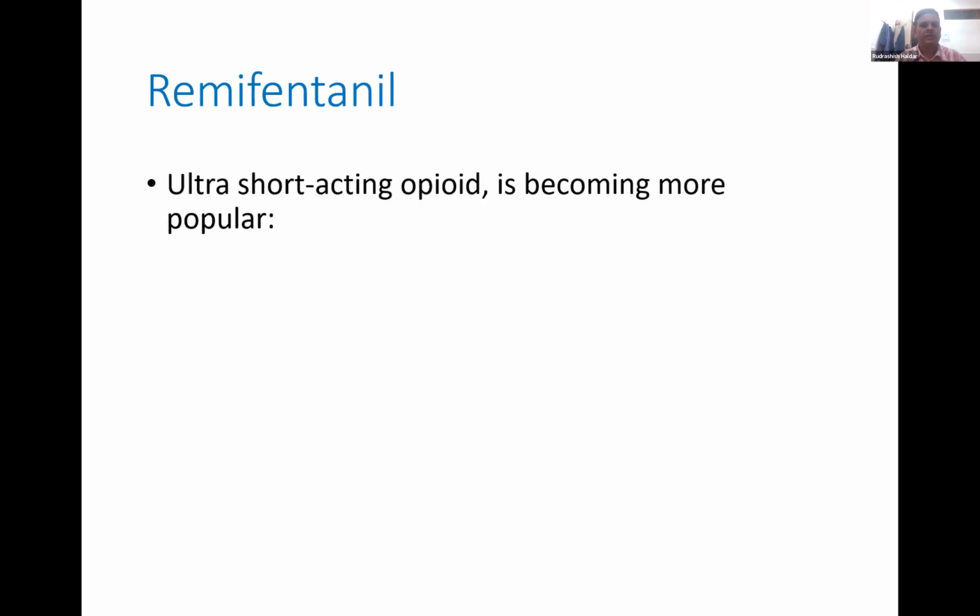Remifentanil is an ultra short acting opioid which is becoming very popular. Now it's available in India also, but it's not available widely. At some centers it is available. It has a rapid onset and offset of action. It has a context sensitive half life of around 4 minutes, due to which the patient awakens rapidly and neurological testing can be done. It is used as infusion in the doses of 0.05 to 0.1 microgram per kg per minute, or it's better to use it with target controlled infusion if available.